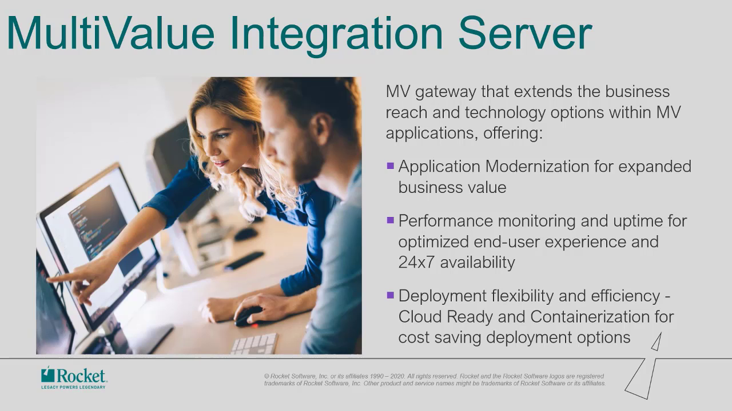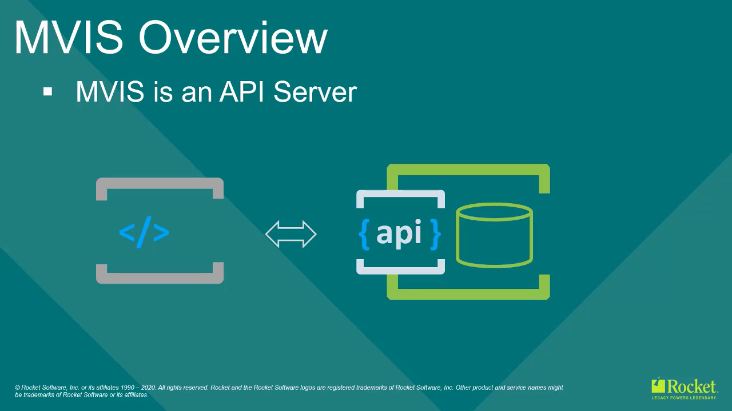MVIS can be thought about, as we said, as the middle tier, the MV gateway that helps you extend your business reach and technology options, helping you modernize your applications, monitoring activity across the board, especially to match current expectations of 24/7, 365 availability of all applications. It offers flexible deployment options so you can take advantage of the cloud, containers, and the cost savings that come with it. So let's see how MVIS helps you achieve all of this and some of its features as well.